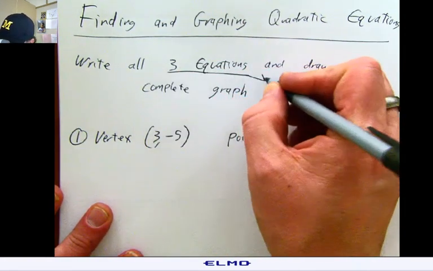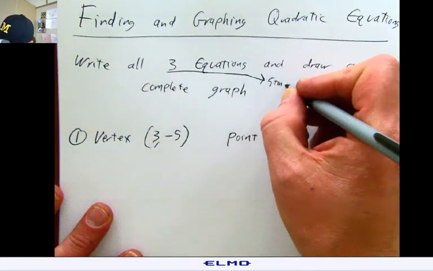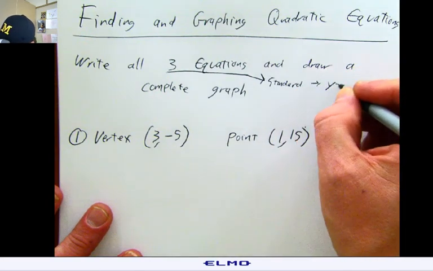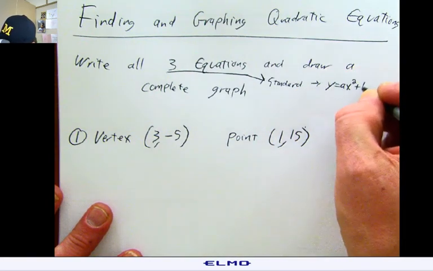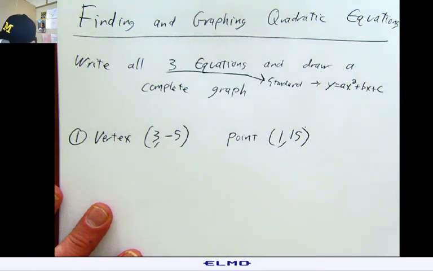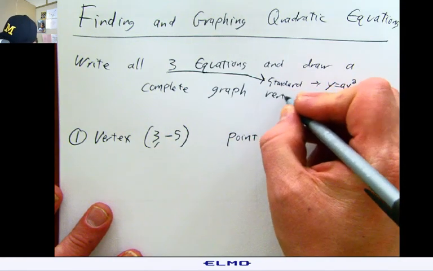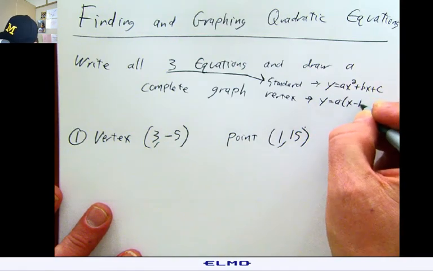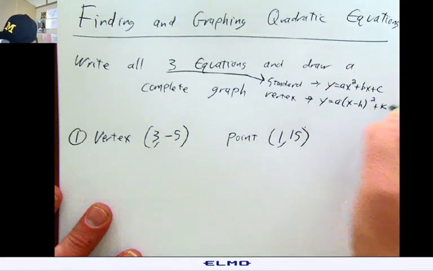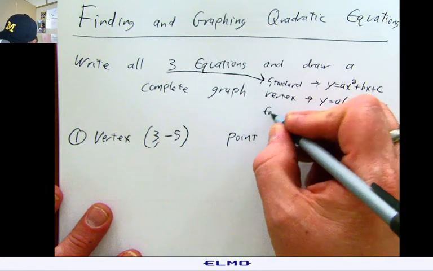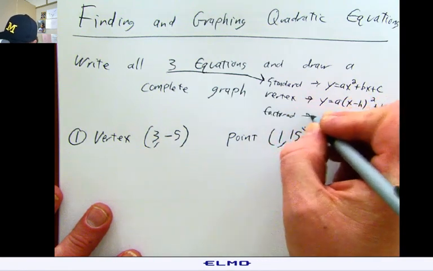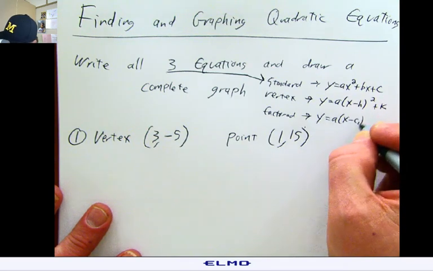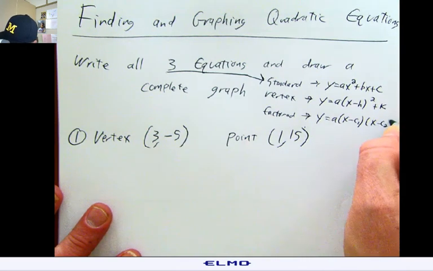By the three equations, there's standard form, which looks like y equals ax squared plus bx plus c. There was vertex form, which was y equals a parentheses x minus h quantity squared plus k. And then there's also factored form, which was y equals a parentheses x minus c1 and x minus c2.